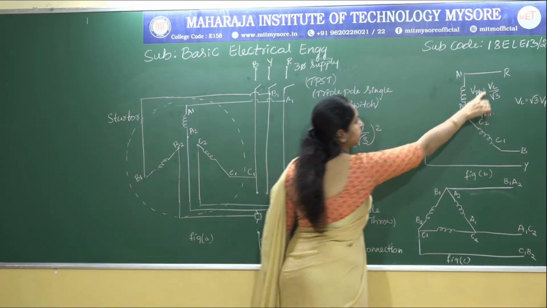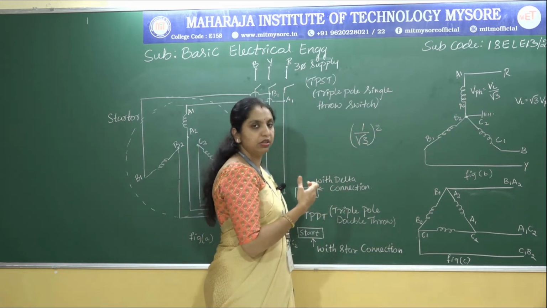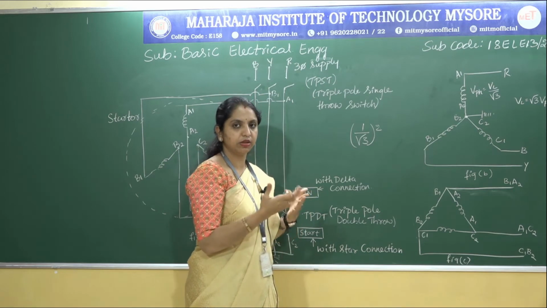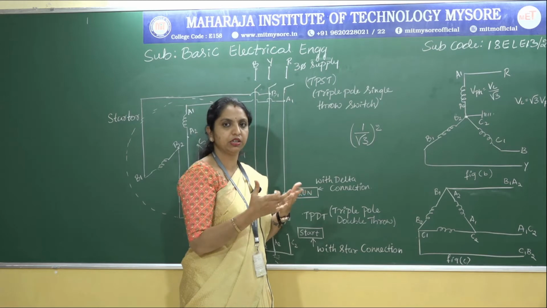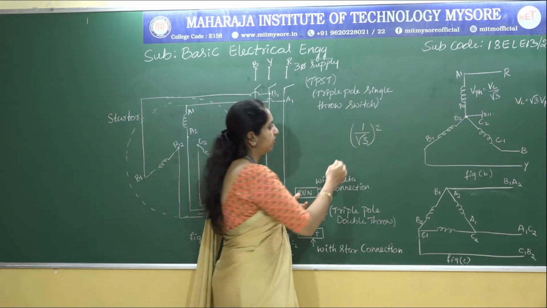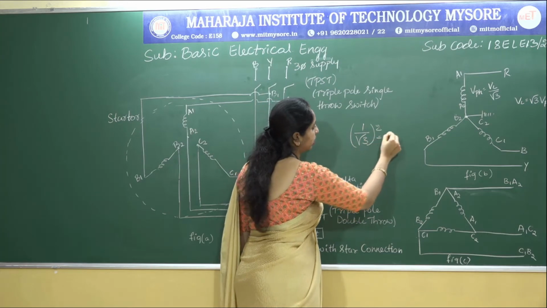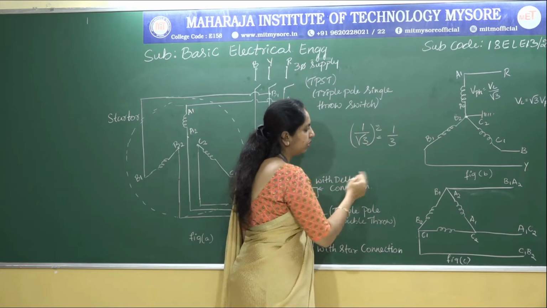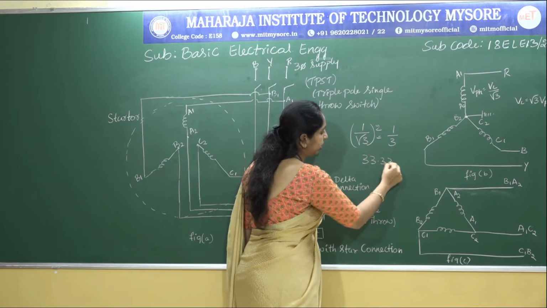So I have just considered 1 by 3 because the voltage will be reduced by root 3, right? And the starting torque, as I have already explained, will be expressed in the form of power, which is again a square. 1 by root 3 square. So what is 1 by root 3 square? It is 1 by 3. And if we convert this into percentage, it is 33.33%.